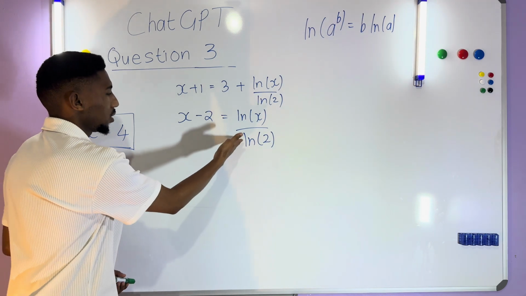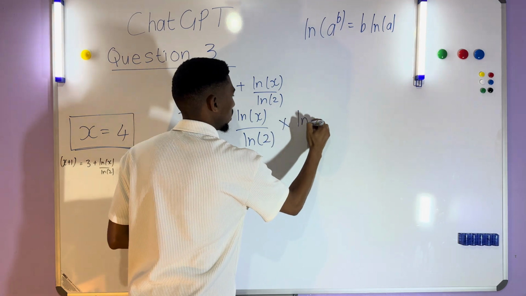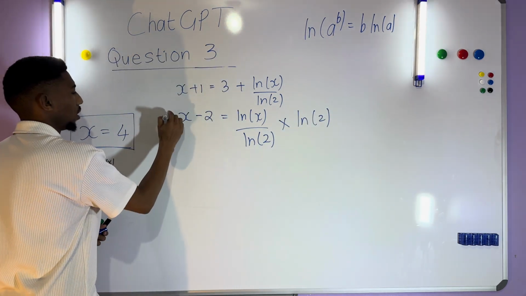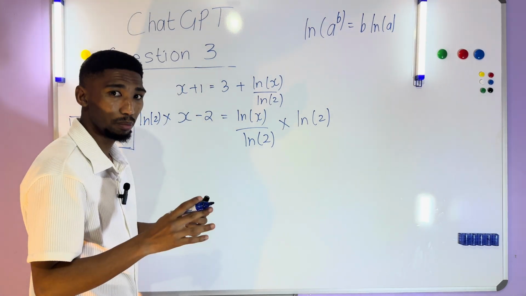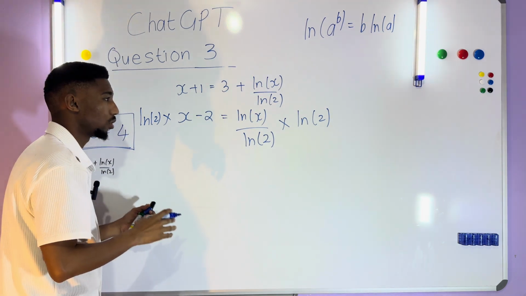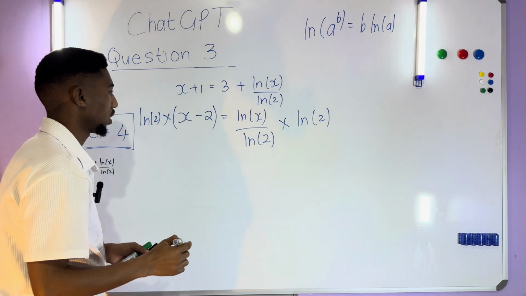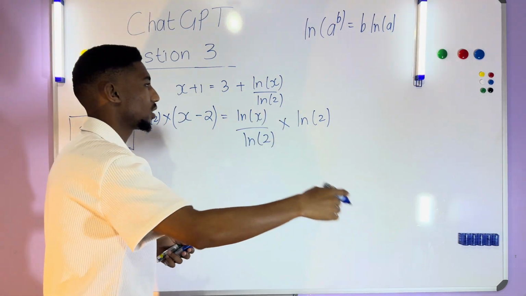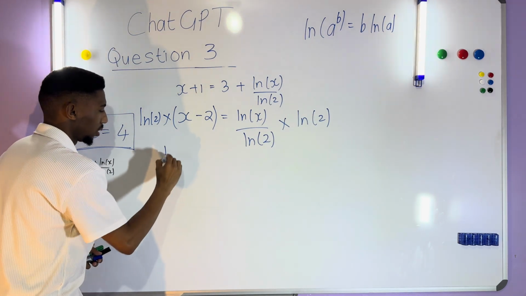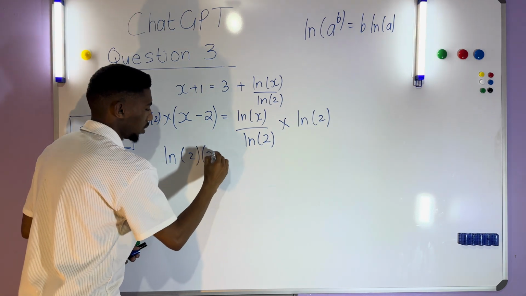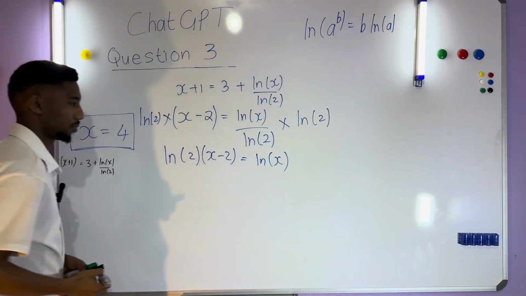Now we're going to multiply the right hand side and the left hand side by ln 2. When you multiply more than one term on the left hand side or the right hand side, please add brackets. When you do multiply, it is multiplied to every other term. So we end up with ln 2 times (x minus 2) is equal to ln x.